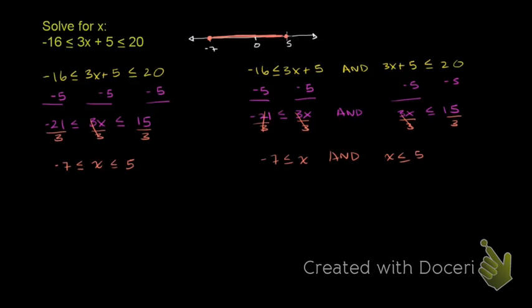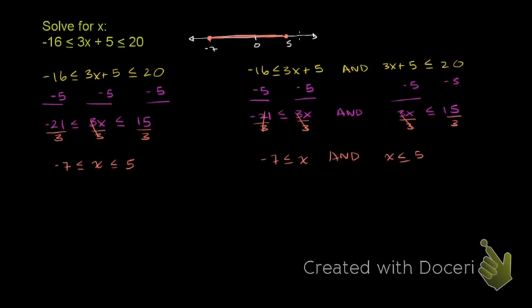You could try 5. If you put 5 here, you get 3 times 5 plus 5. Well, that's just 20. Negative 16 is less than or equal to 20, which is less than or equal to 20. That works. Negative 7 should also work. 3 times negative 7 is negative 21, plus 5 is negative 16. So you get negative 16, which is less than or equal to negative 16, which is less than or equal to 20.